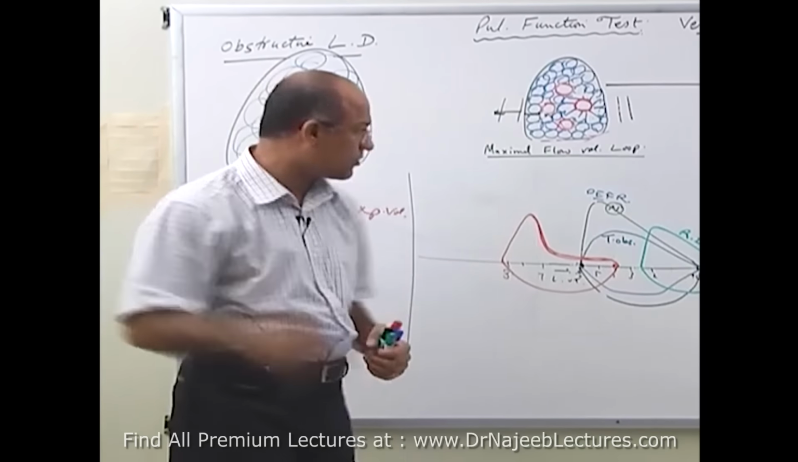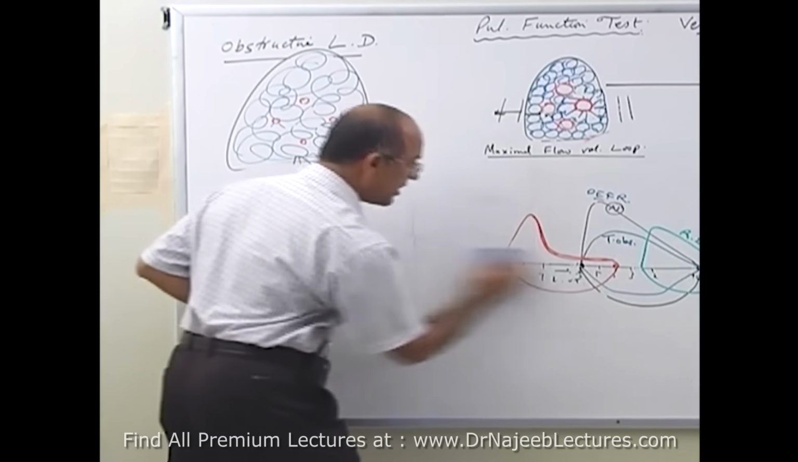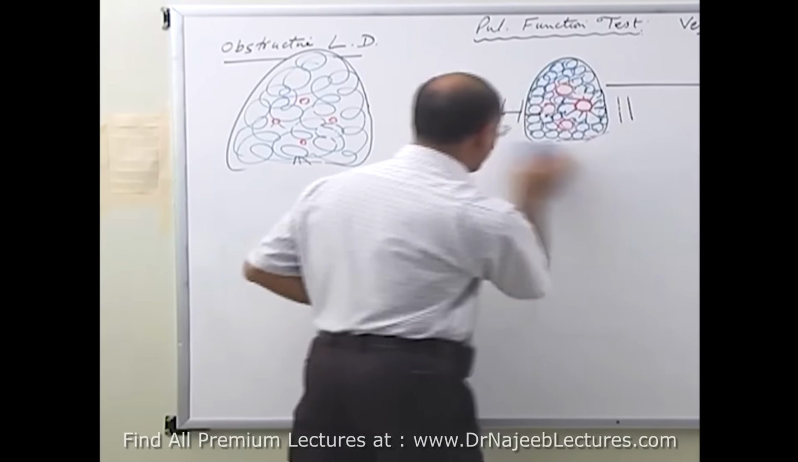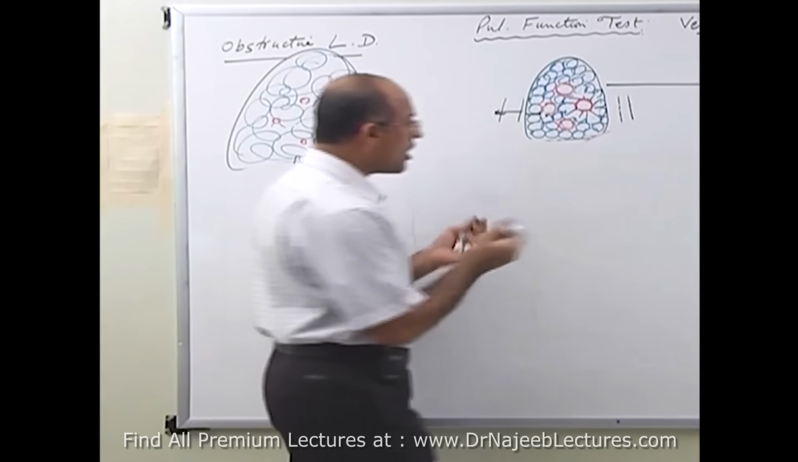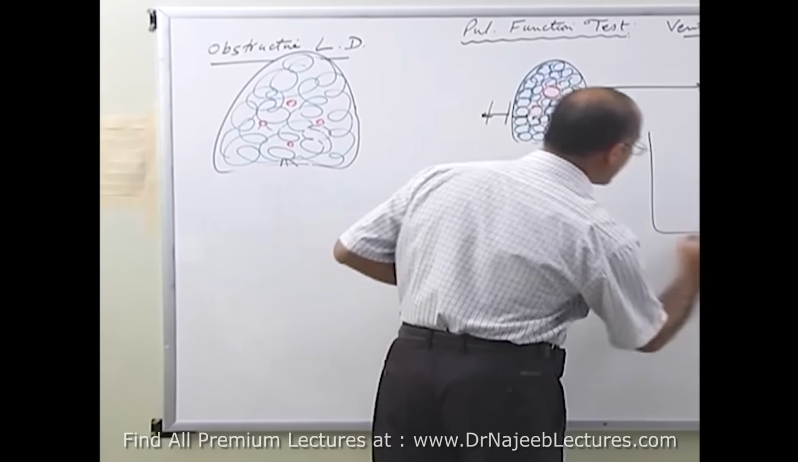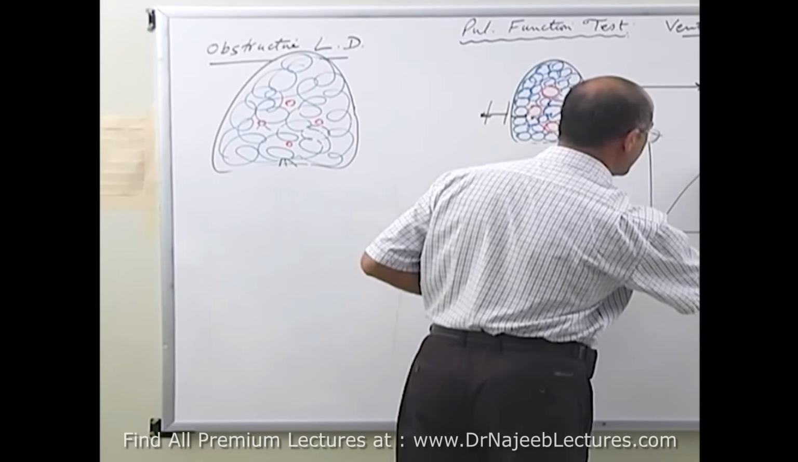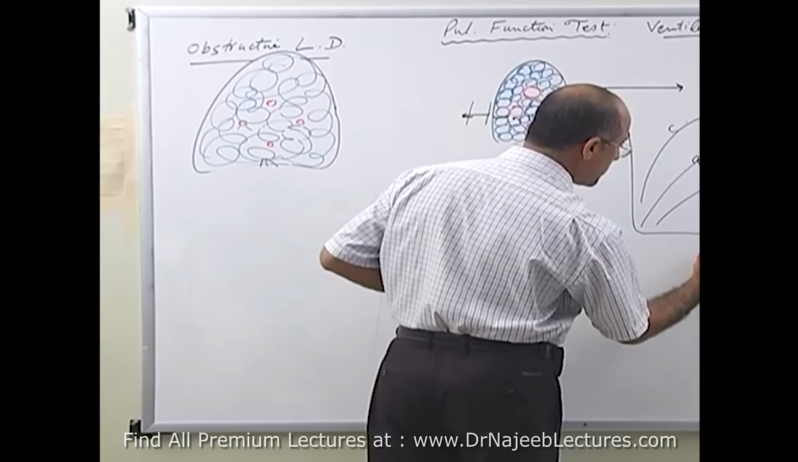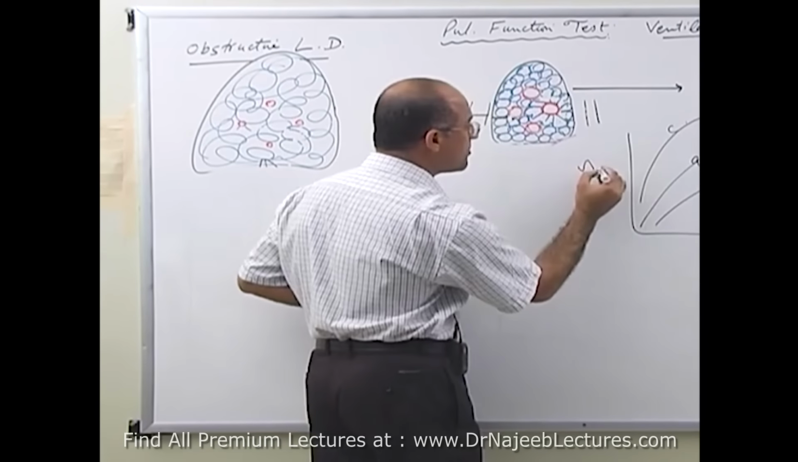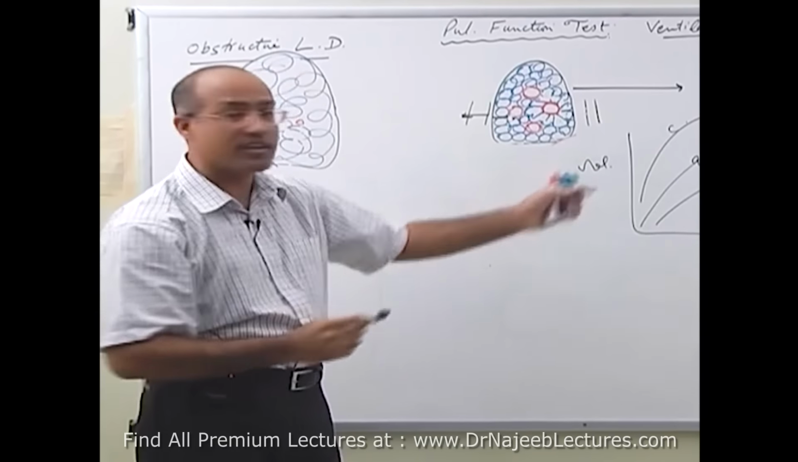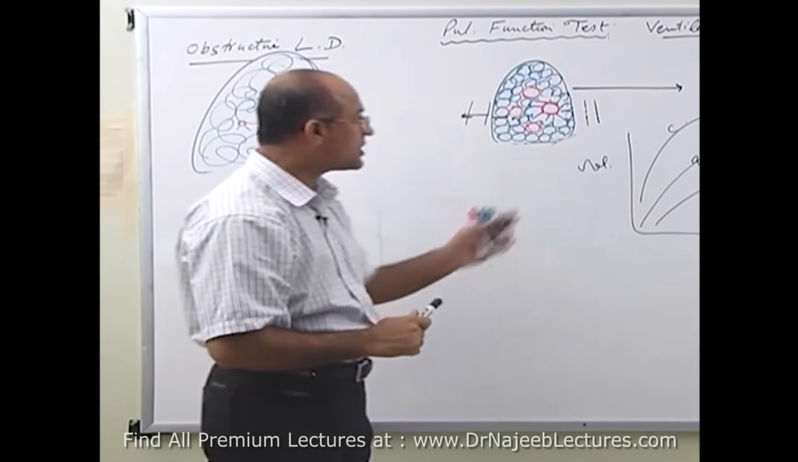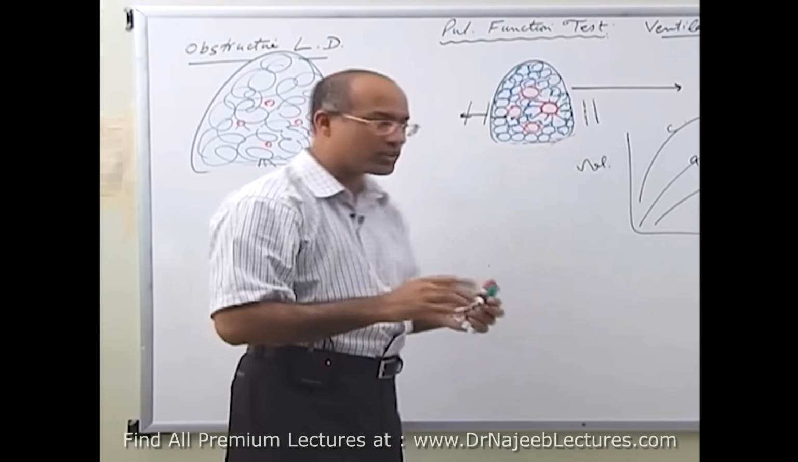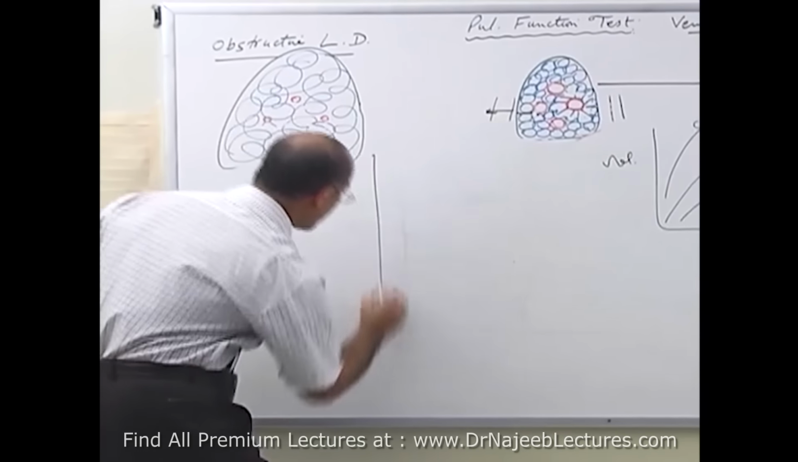Okay, let me take a quick test of what we have learned today. I'm going to draw A, B, C. Here is pressure and here is volume. Which is the restrictive pattern here? B. And which is the obstructive pattern? C. Good. Now I will draw three things.